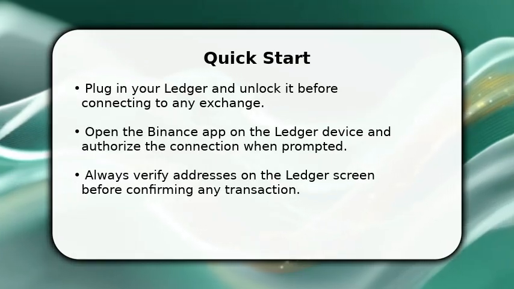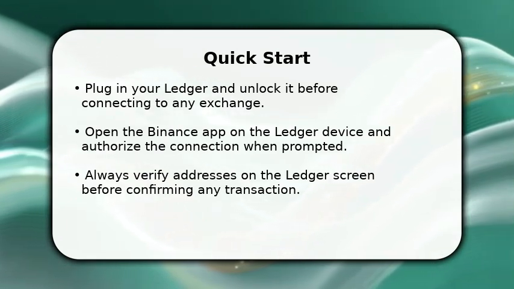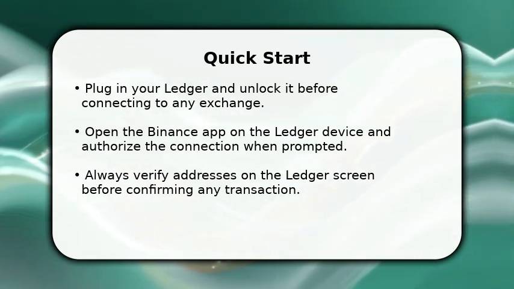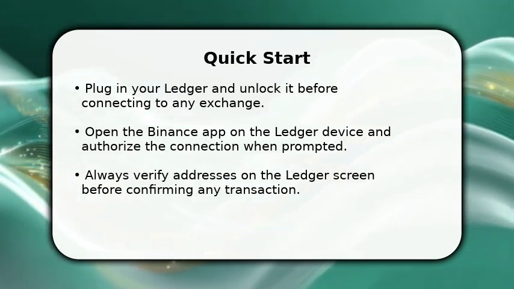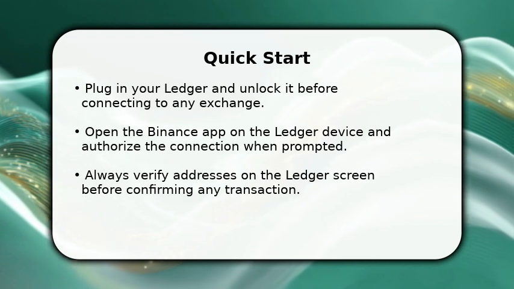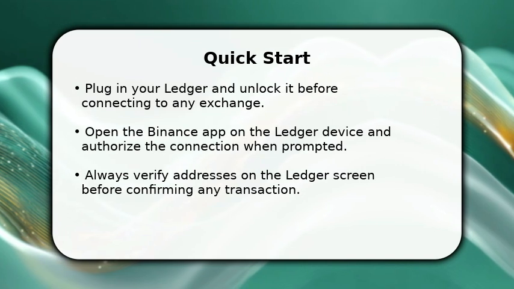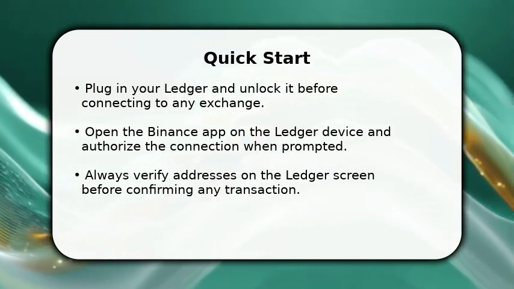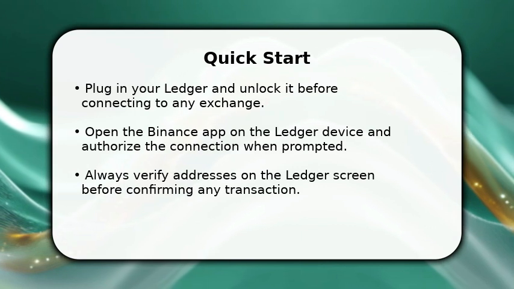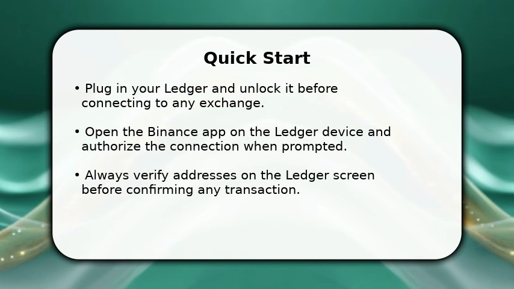In this video, I will explain how to use Ledger Wallet with Binance, full guide. Plug in your Ledger, unlock it, open the Binance app on your device, and authorize the connection. Next, enable contract data and blind signing if prompted, then use Binance to initiate a withdrawal to your Ledger address. Always verify the address on the device screen before confirming transactions to avoid mistakes. We'll move step by step so you feel confident securing funds.